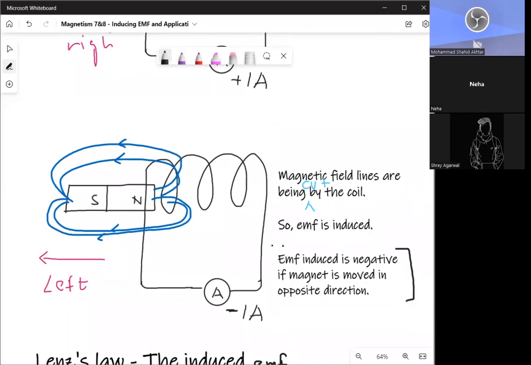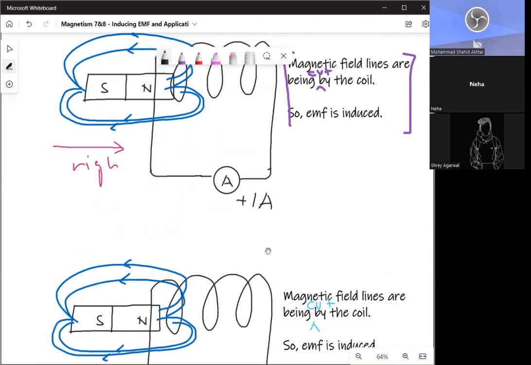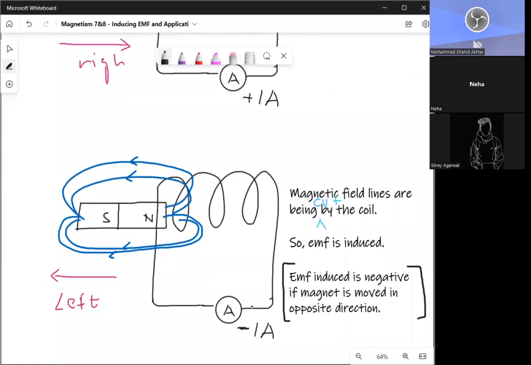Sir, one question. The direction of the magnet, is it always left? No, it's always left to right, towards or away from the coil. The EMF induced is negative if the magnet is moved in the opposite direction. So if it was positive first, if it goes in the opposite direction, it becomes negative. If it was negative first, then in the opposite direction it will become positive.